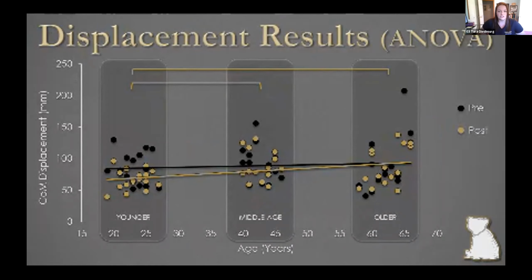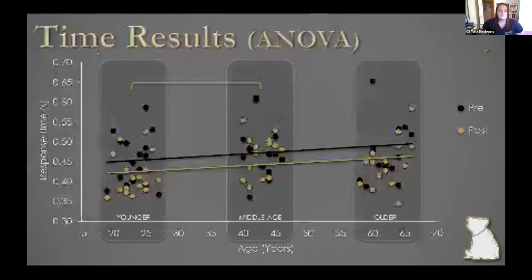And now we have age on the x-axis, and you can clearly see the three age groups that we recruited here. When looking at the between group differences, a one-way ANOVA with a Bonferroni post-hoc adjustment revealed that after sitting, the younger group displaced significantly less than the middle-aged and older groups. And in terms of response time after sitting, the younger group was shown to respond faster than the middle-aged group. So these last two graphs both point at an increase in active stiffness in the youngest age group.